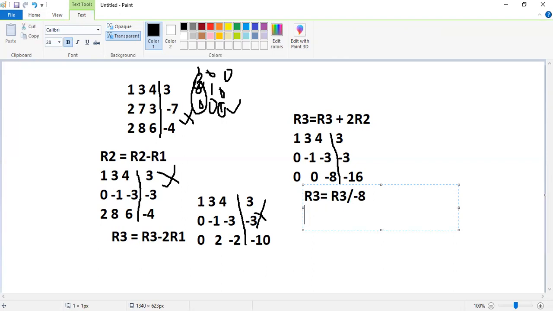Then we write it down. Row 1 remains the same because I'm not working on row 1. Row 2 remains the same because I'm not working on row 2. Then row 3, that's what we're working on. We said divide row 3 by negative 8. 0 divided by negative 8 is still 0. 0 divided by negative 8 is still 0. Negative 8 divided by negative 8 will give us what? A 1. Then negative 16 divided by negative 8 will give us what? 2. Because the negatives will cancel, and 8 goes into 16 twice.